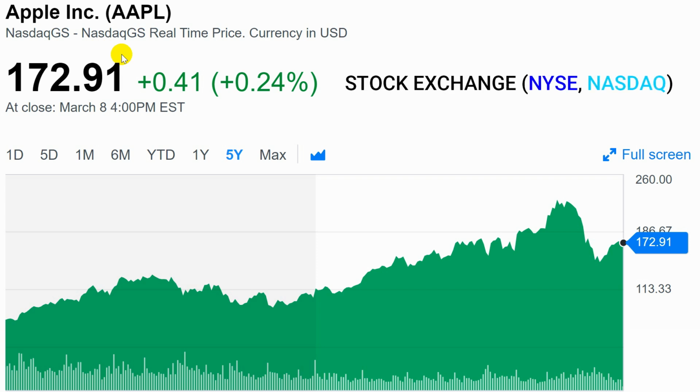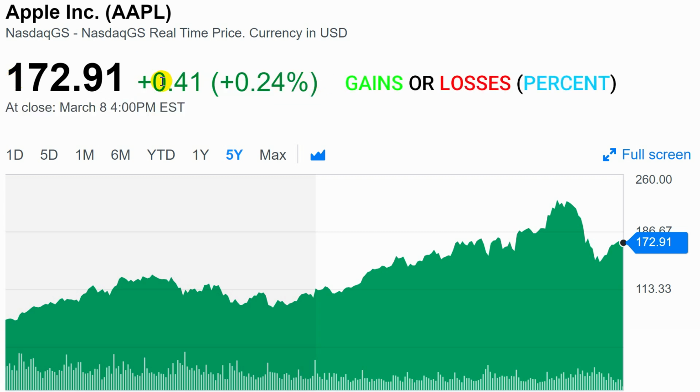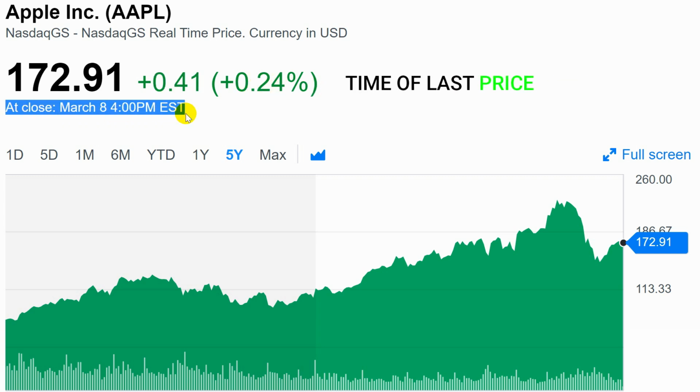The NASDAQ and the New York Stock Exchange are two very popular exchanges. Right under that is the current price of the stock. So right now, Apple is worth $172. Beside the current price, we have the increase or the decrease for the day. So Apple gained 41 cents today, which is 0.24%. Below that, it tells you the time of the price, which is 4 p.m. That's when the market closes.